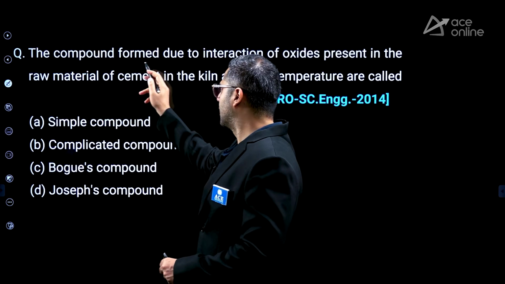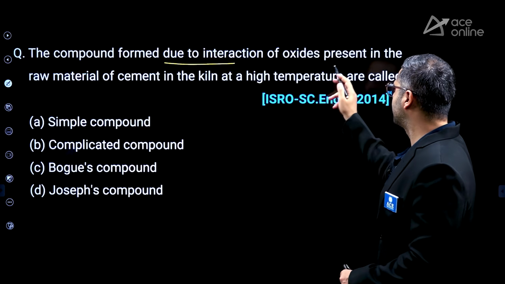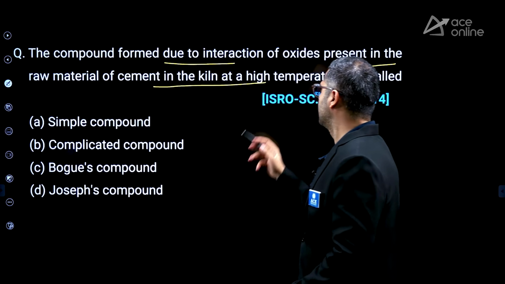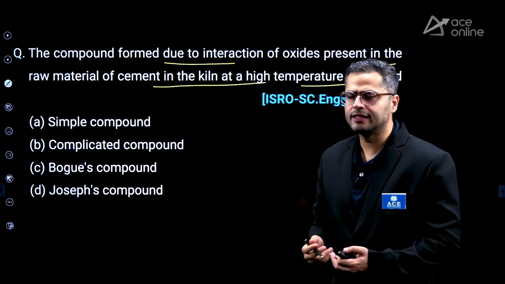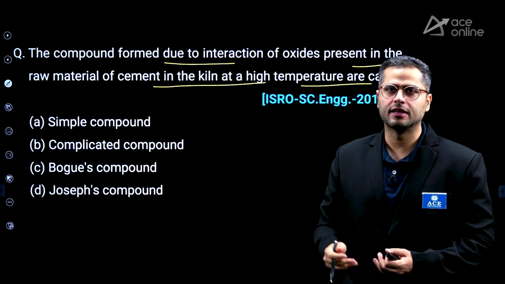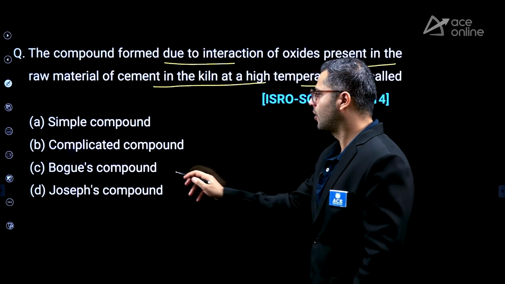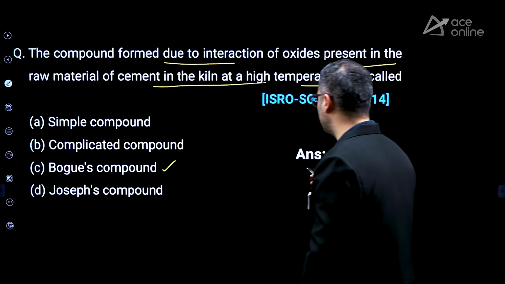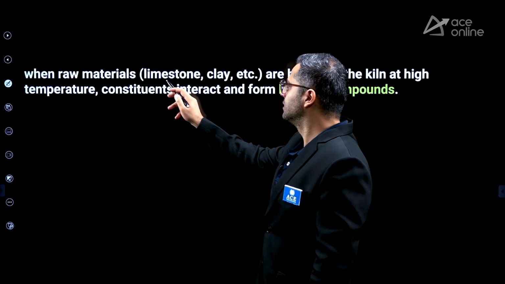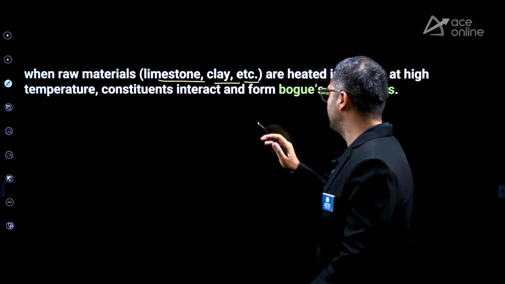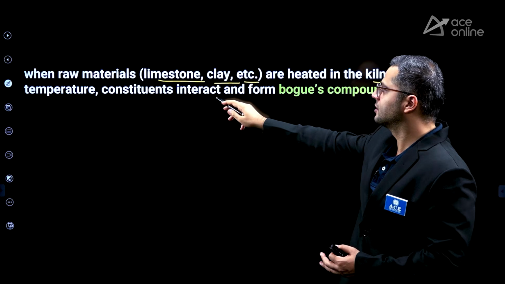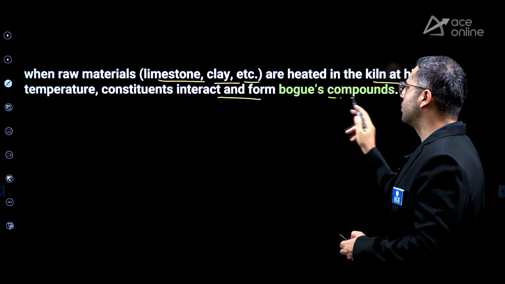So here they are saying: the compound formed due to the interaction of oxides present in the raw materials of the cement in the kiln at high temperature. When the intermixing of the constituents of cement happens, it will be called what? Bogue's compounds. So what are Bogue's compounds? The raw materials like limestone, clay, etc., when heated up in the kiln at high temperatures, the constituents interact and they generally form Bogue's compounds.